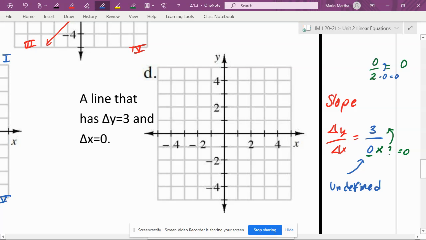So here you can pick a point in any quadrant to graph the line. I'll pick it right there, and then I can go up 3 and I don't have to move to the right. If I connect those two values, I'm just going to have this vertical line. So this would have what we call the vertical slope. So the vertical line slope is undefined.